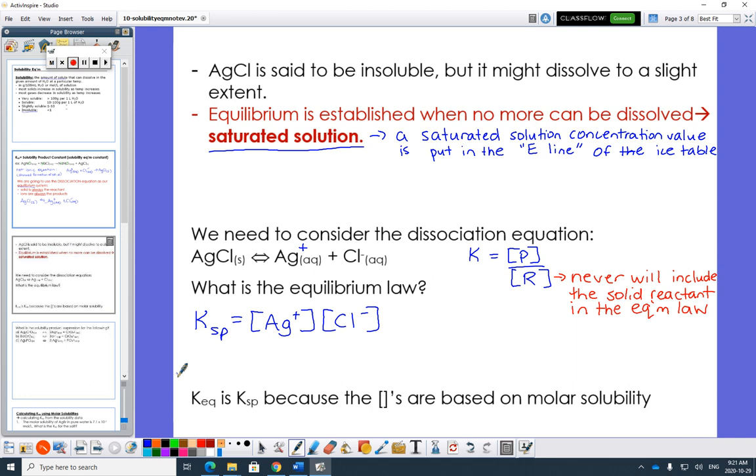So it'll either talk about concentration in a saturated solution, or you can be given molar solubility. So molar means we're going to focus on moles per liter, or big M. Just like the ice tables we did yesterday, you don't put moles in them, right? And then these molar solubility values, if you're given that, should also go in the E line. If you want to write that down here.